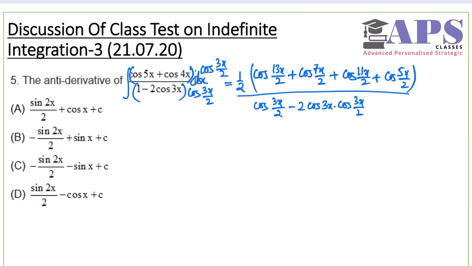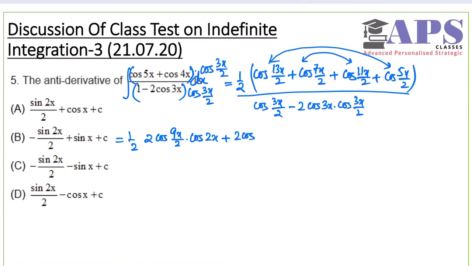I am not writing integration now. I will simplify this first. So now I have a half, and in the numerator I have 4 terms with plus sign. I am going to take these two together and these two together, pair them and then apply cos c plus cos d. The cos c plus cos d formula is 2 cos c plus d by 2, that is 13x by 2 plus 5x by 2, that's 9x by 2, into cos c minus d by 2. And then the other term is again cos c plus cos d, that will give us 2 cos c plus d by 2, that's 7 plus 11, 18 by 2, 9x by 2, into cos x.